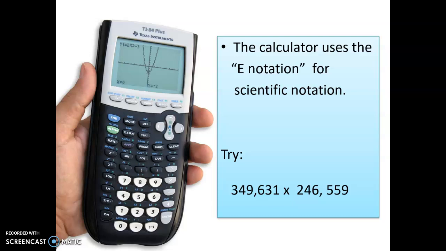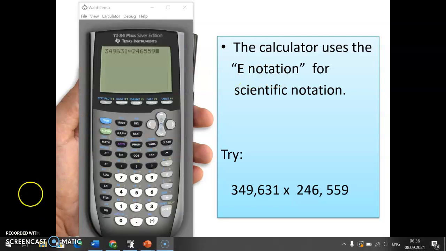Okay, on your calculator, the calculator uses a different kind of notation for scientific notation. It is called E-notation. Let's take a look. Okay, here I have my calculator. I entered this multiplication. Do it on yours and tell me what answer is shown on your calculator. On mine, it shows me this. I hope you saw the same thing.